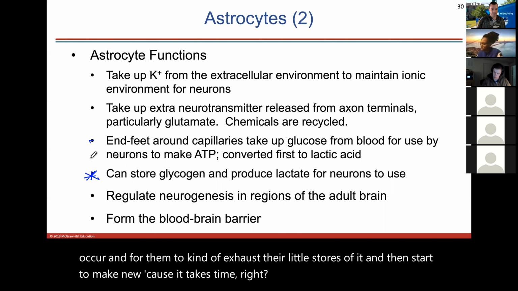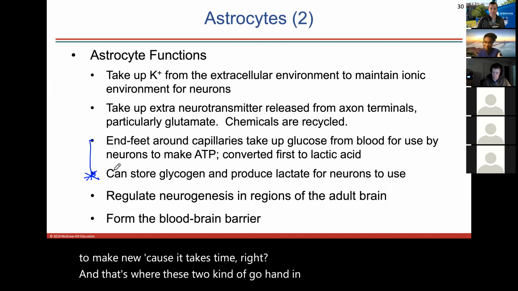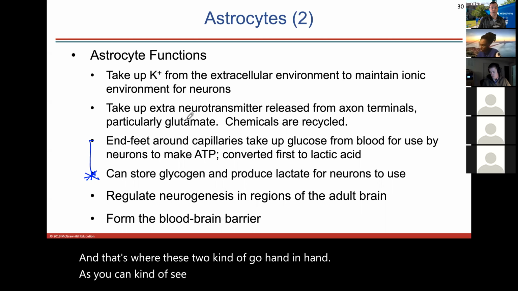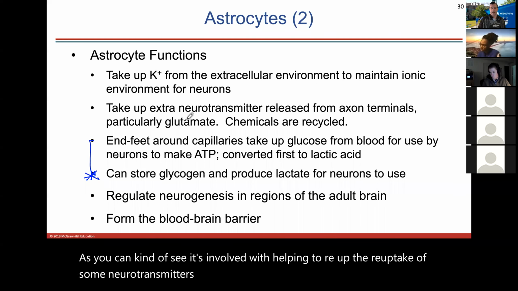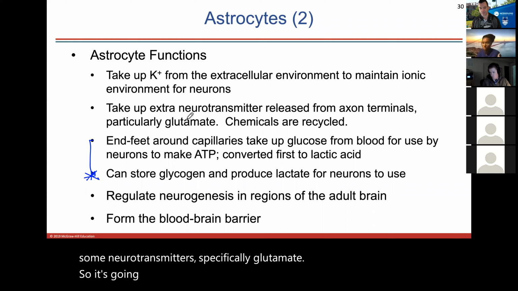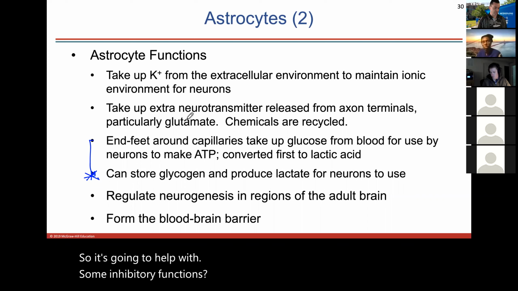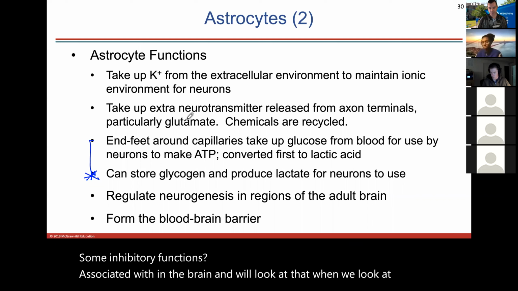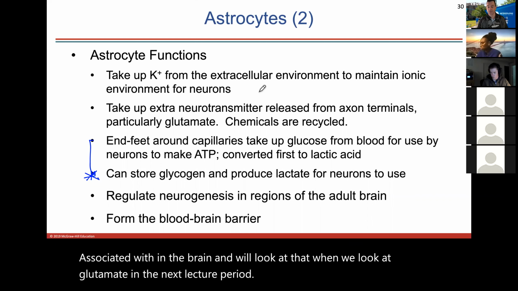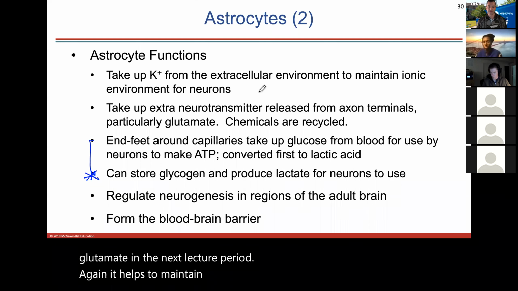And that's where these two kind of go hand in hand. As you can see, it's involved with helping with the reuptake of some neurotransmitters, specifically glutamate. So it's going to help with some inhibitory functions associated within the brain. And we'll look at that when we look at glutamate in the next lecture period. Again, it helps to maintain a nice, stable environment.